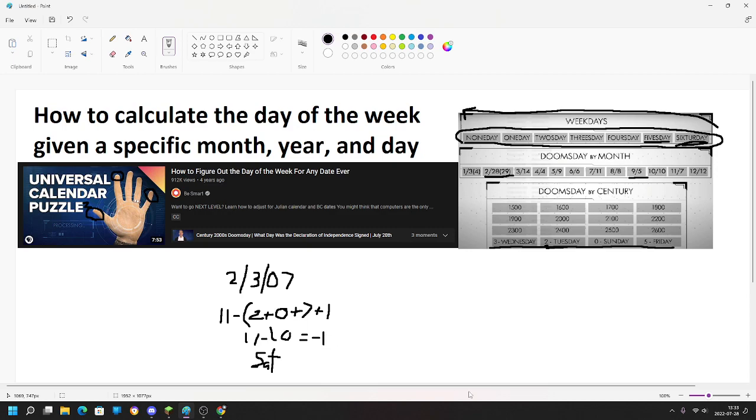Well, let's see what Wolfram Alpha says. Yes, in fact, it is a Saturday. I just messed up on the first one because I got one number off. That's what I keep doing. I don't know why, but anyway, let's try a date like 1941.